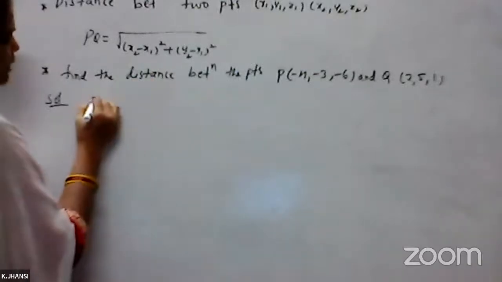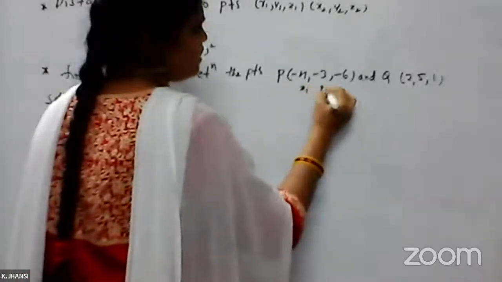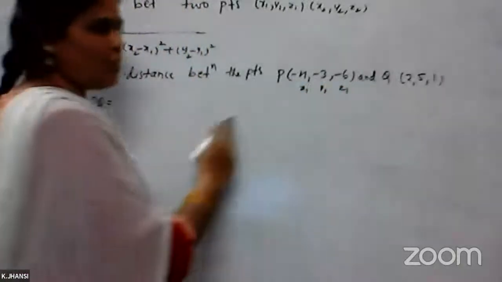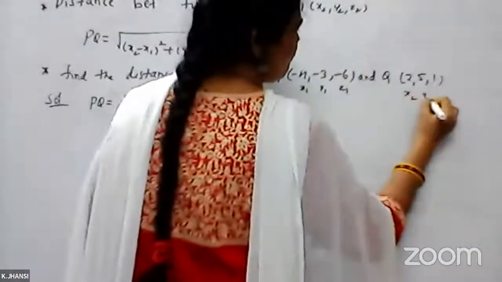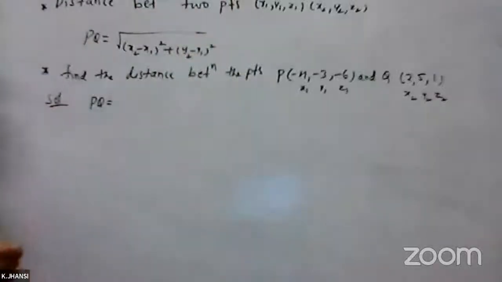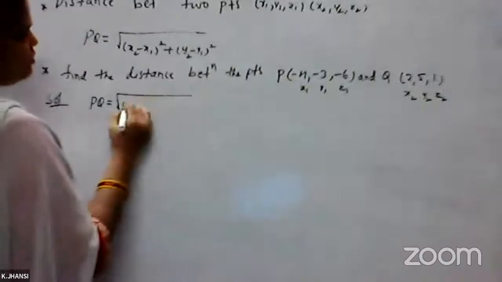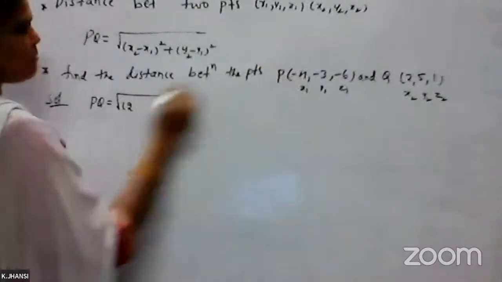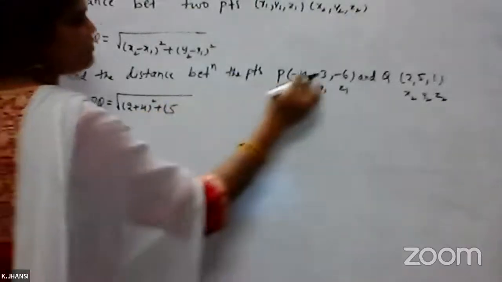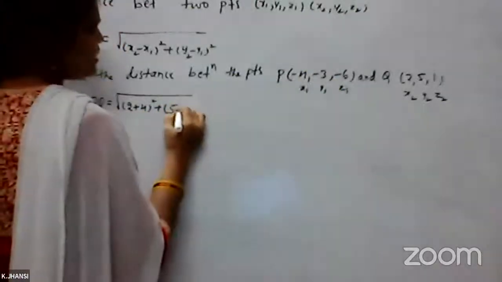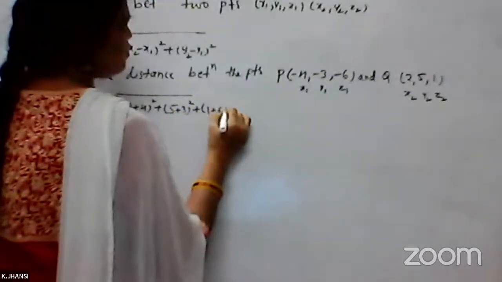So the distance PQ is equal to... first you write here what is x1, y1, z1, and x2, y2, z2. So it will be easy for solving any problem here. When you substitute those values in the formula, our x2 is 2, so already minus is there. Minus of minus is plus, so 4 whole square plus 5 plus 3 whole square plus 1 plus 6 whole square, since even for this you have the negative.